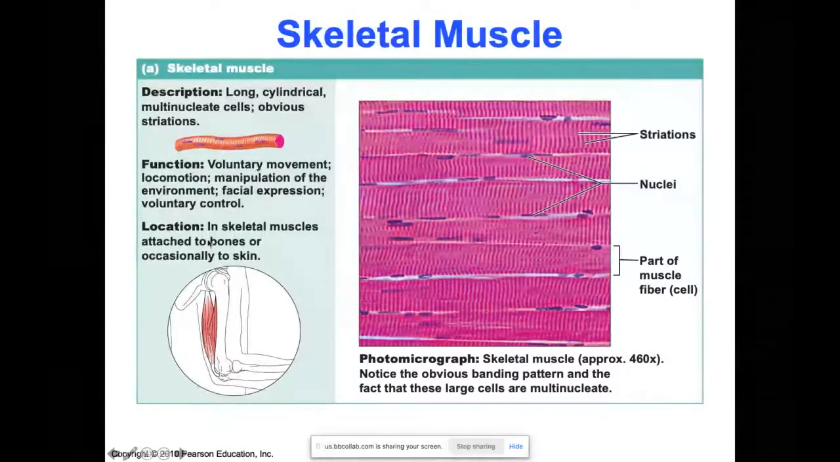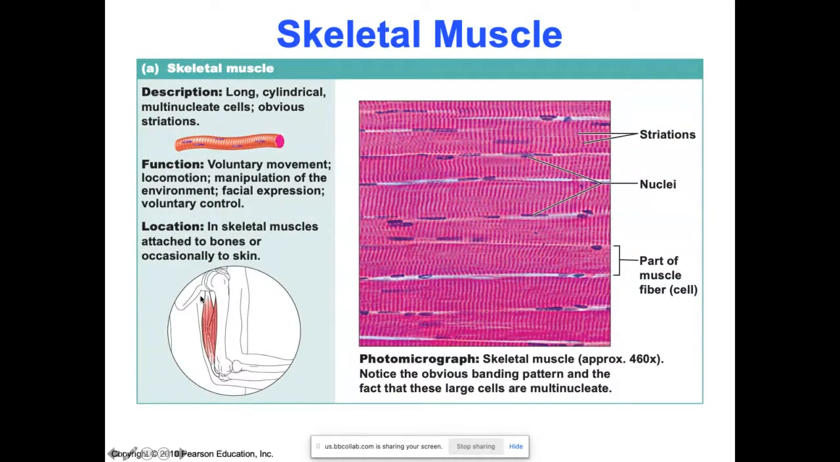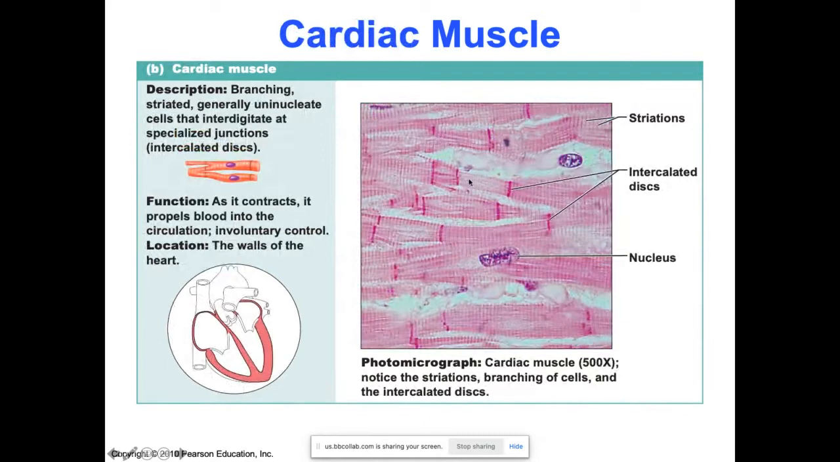It's voluntary. It's anywhere you have a muscle that attaches to your skeleton. They're long, they're cylindrical, they're multinucleated cells, and there are obvious striations. Think of Venetian blinds, right? When you open and close the blinds, you can allow light to come through. So these are the striations.